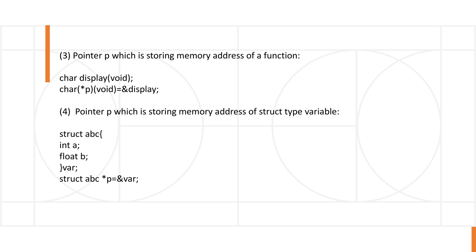Pointer p, which is storing the memory address of a struct type variable. So struct abc { int a; float b; } and var is the struct variable. The name of the struct abc *p = &var, the address of that struct variable. Here p is storing the memory address of a struct variable type.